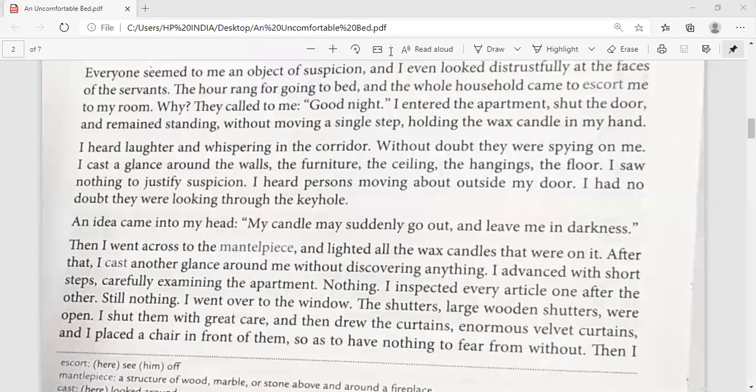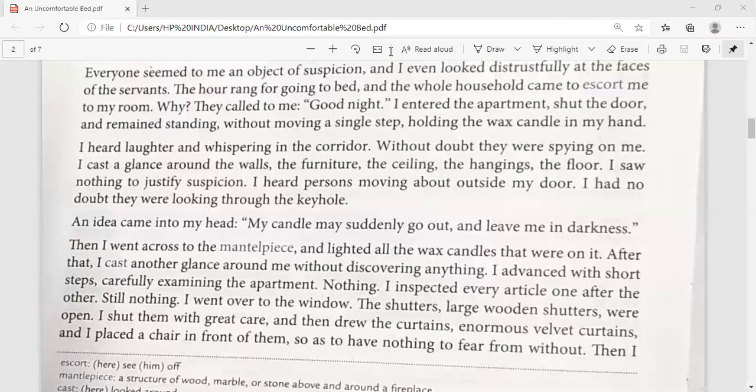Then I went to the mantelpiece. I showed you a better mantelpiece yesterday. There's a fireplace area in the room, and above that area there are so many candles. In that room there were so many candles. So what did he do? He lighted all the wax candles that were on it.